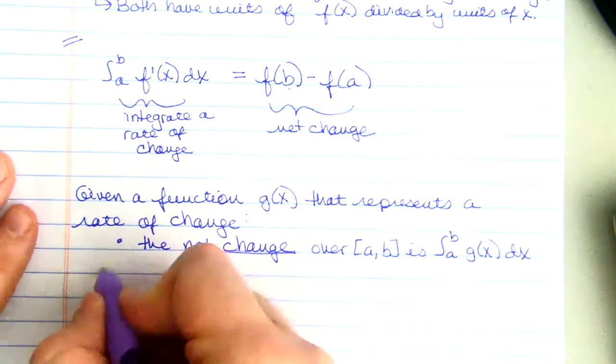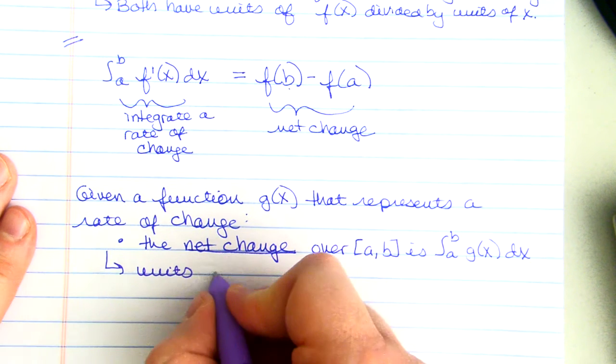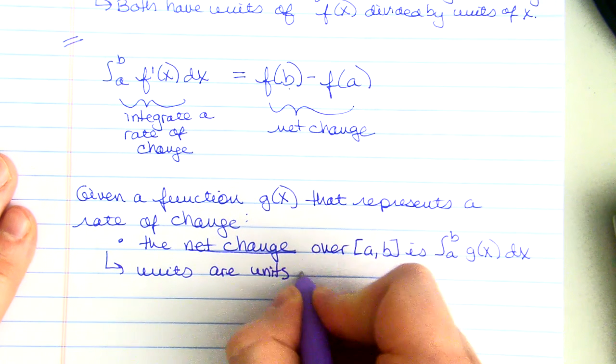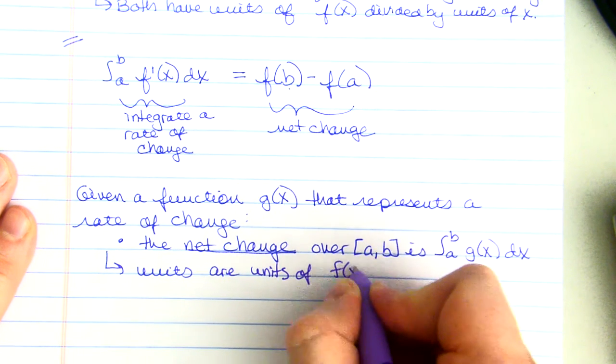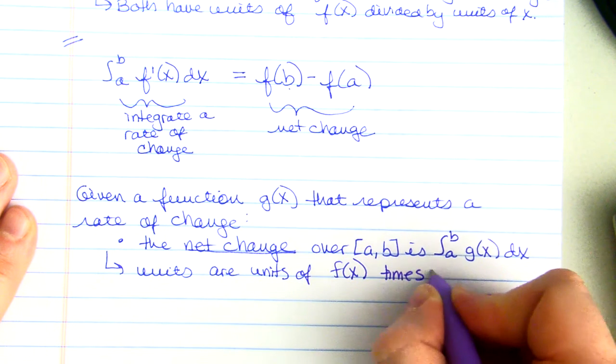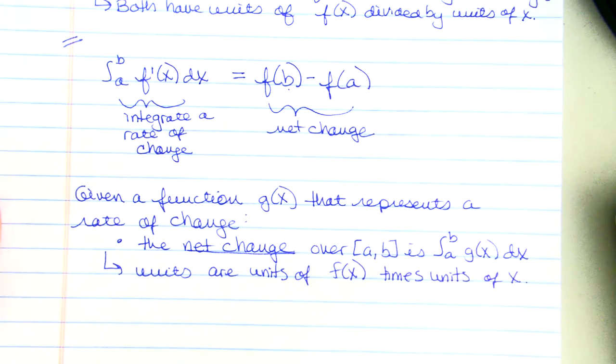Now, as for the units, it's going to be the opposite of what we did for our derivative. The units are the units of f of x times the units of x. And I feel like this will also make more sense once I show you an example. Make sure that's in the notes. I'll pause the video and then we'll go back to the packet.